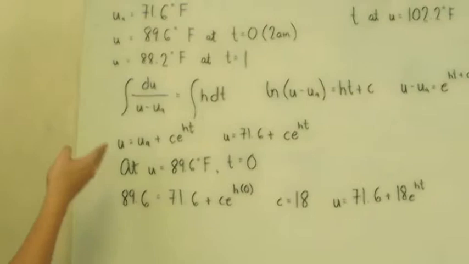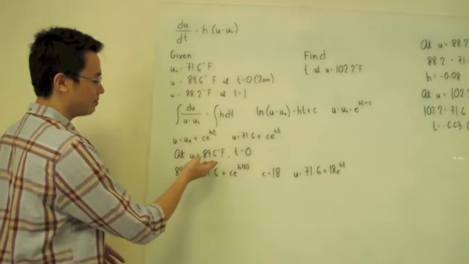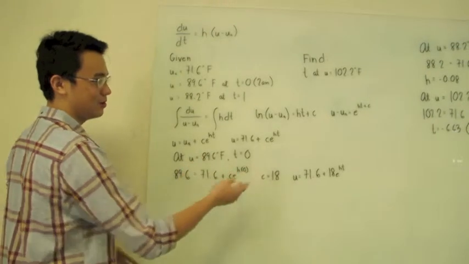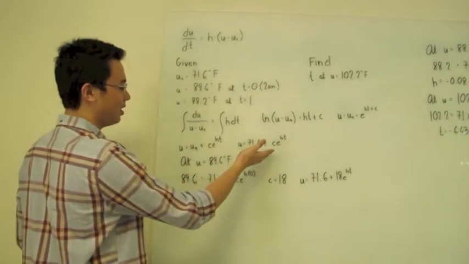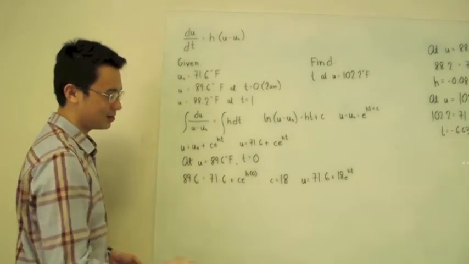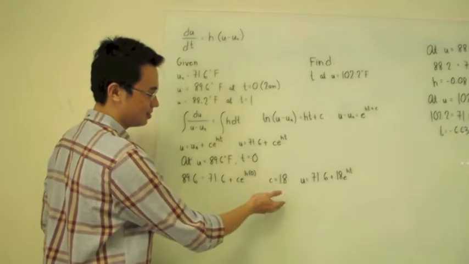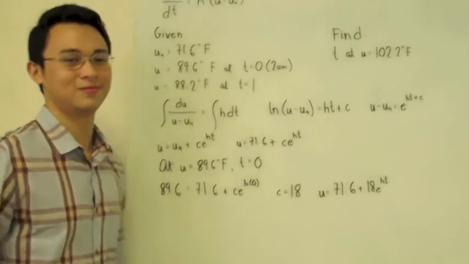Then we use our first given, the body temperature being 89.6 degrees Fahrenheit at t equals 0, which was at 2 a.m. So inputting this into our original equation, we try to solve for C. Inputting this into our calculator, we get C equals 18. And then we substitute C into our original equation, which will give us this.